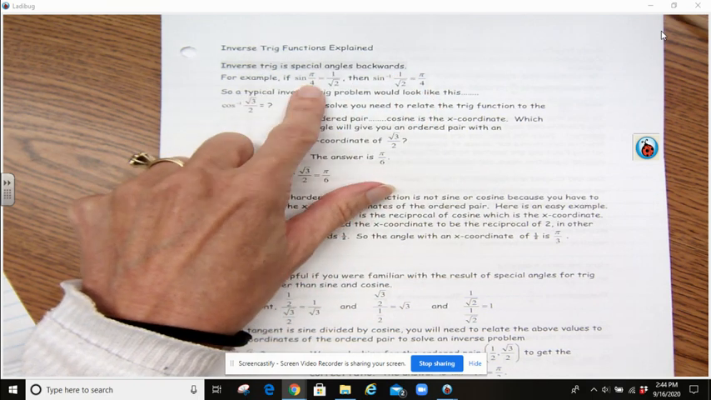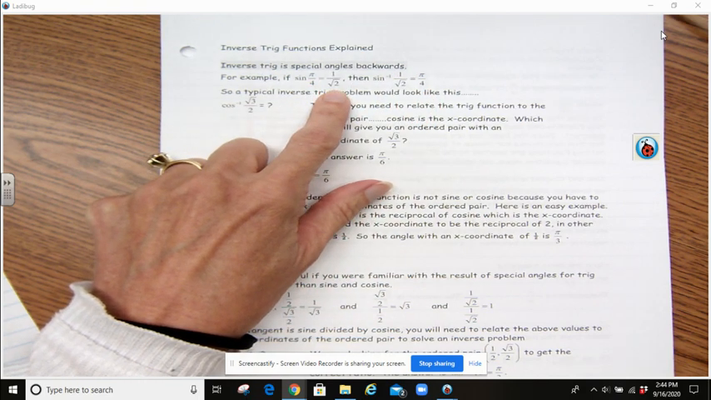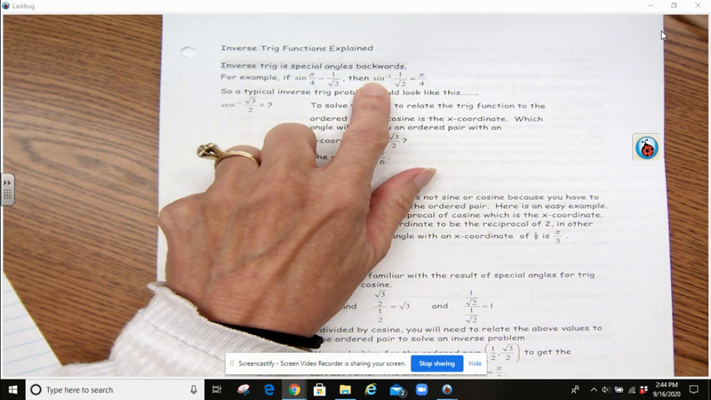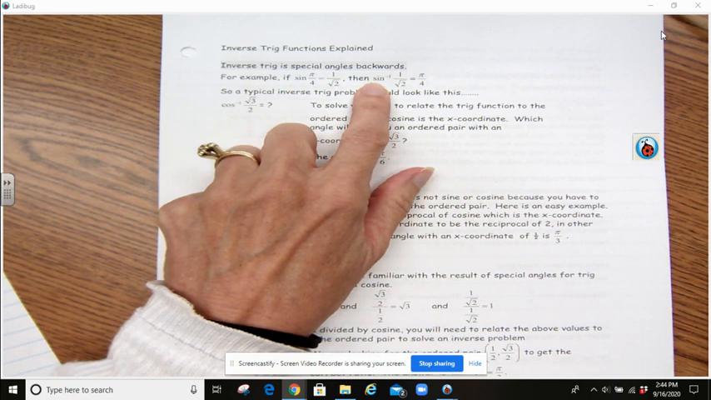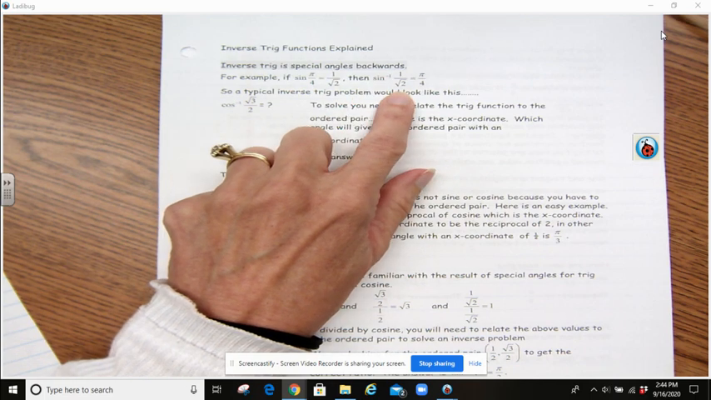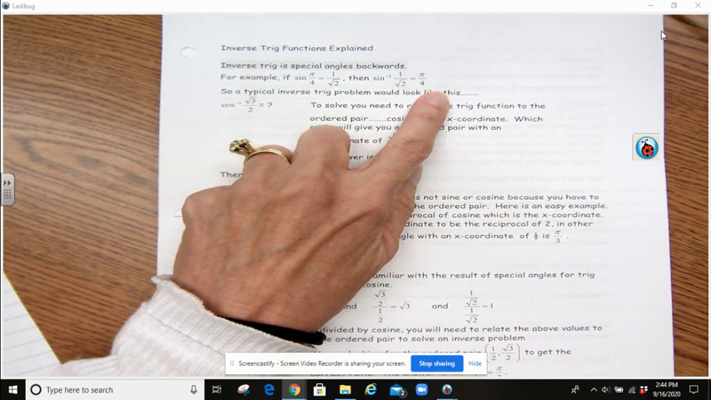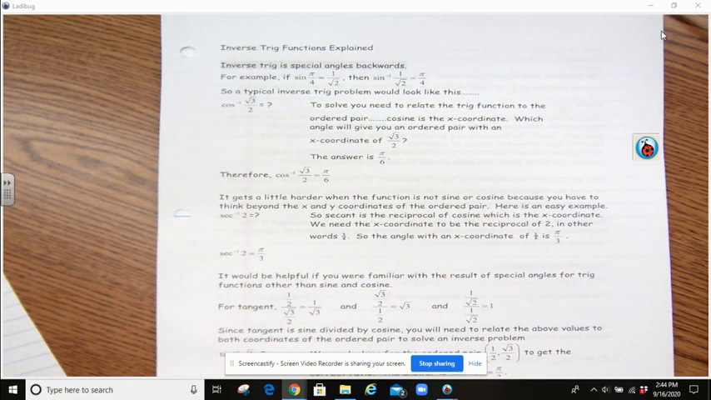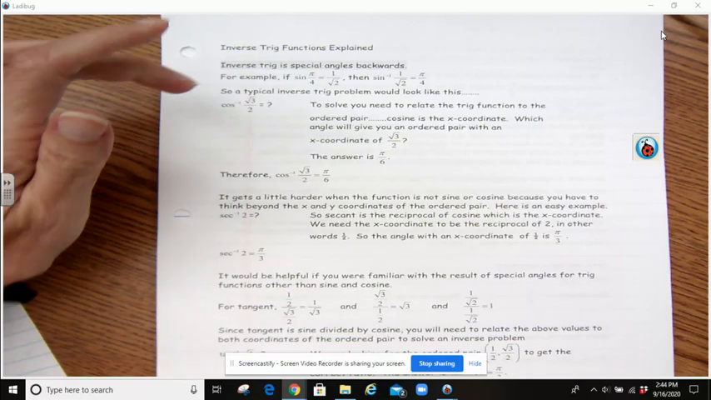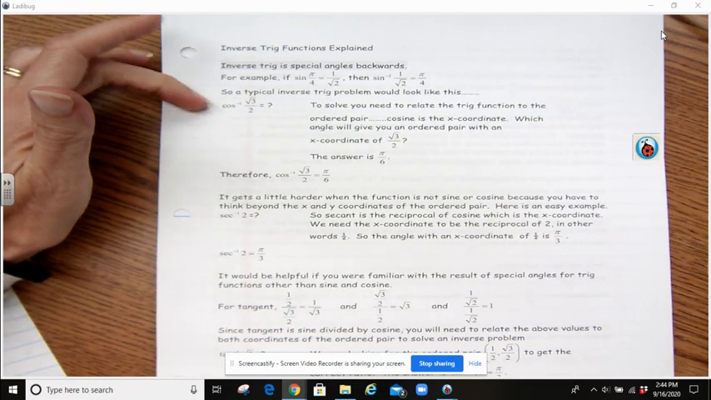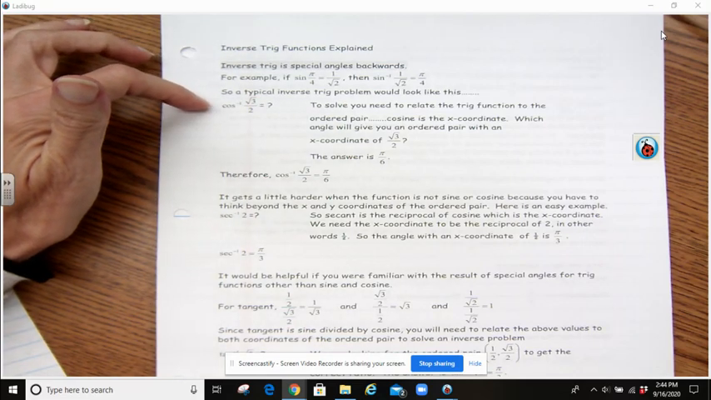The sine of pi over 4 is 1 over square root of 2. It's just that we're given what angle would give you a sine value of 1 over square root of 2, and you have to come up with the angle instead of the value. So for example, here's a typical inverse trig problem. The inverse cosine of square root of 3 over 2.